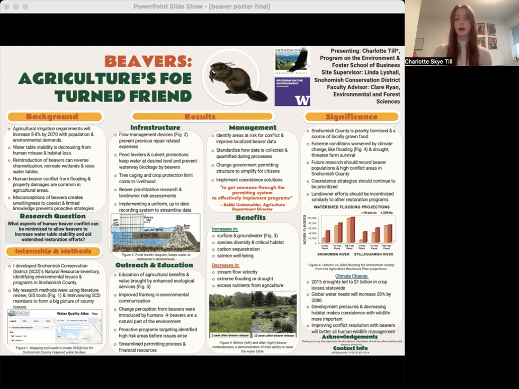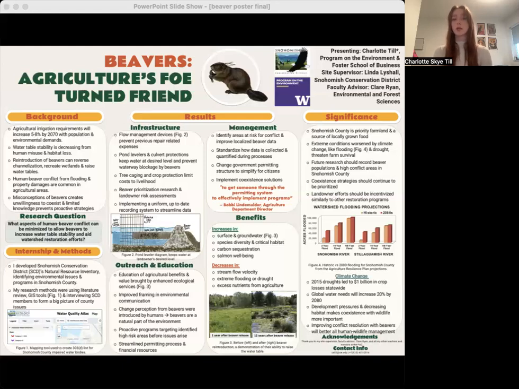Proactive programs targeting areas at a higher risk for conflict, a streamlined permitting process, and increased financial resources are crucial to decreasing friction. Improved management strategies include identifying conflict-prone areas, standardizing data collection, simplifying government permitting structures, and implementing all these solutions. As emphasized by Bobby Lindemelder, SCD's Agricultural Department Director, a main goal is to, quote, "get someone through the permitting process to effectively implement programs."